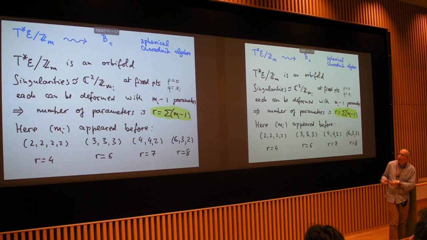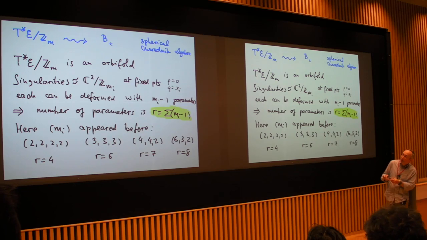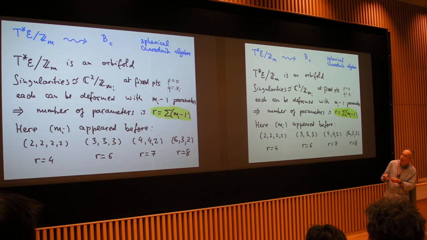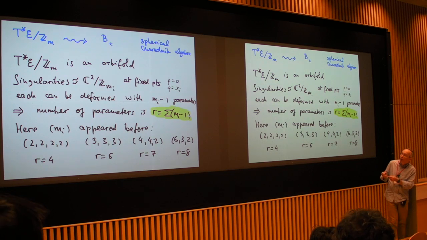Okay. So let me just explain how many parameters you would expect. It's easy to understand because, remember, we consider this orbifold, and then the algebra of functions on it will be deformed. So the singularities of this orbifold correspond to fixed points of the group. Remember, the group acts on the elliptic curve, but also on the cotangent bundle. And so to get a fixed point, p should be zero, and q should be a fixed point on the elliptic curve, right?